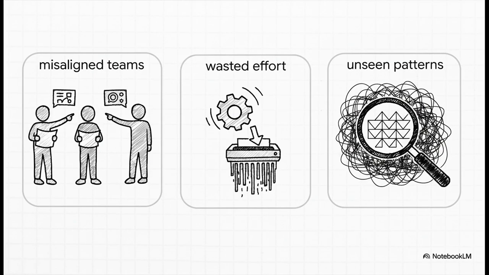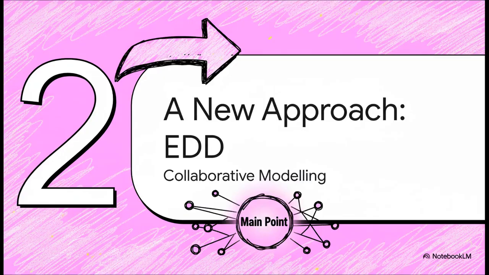And the symptoms, I bet you've seen them firsthand. You get these misaligned teams where everyone kind of has a different picture in their head of what they're supposed to be building. And that, of course, leads to tons of wasted effort, building features that don't really matter. But maybe the worst part of it all is that we totally miss the crucial unseen patterns that are hiding right there in plain sight. You know, the stakes here are just incredibly high. So what if there was a better way? A way to see those patterns before they cause all those problems? Well, that brings us right to our next section, and a totally new approach, a technique called EDD.